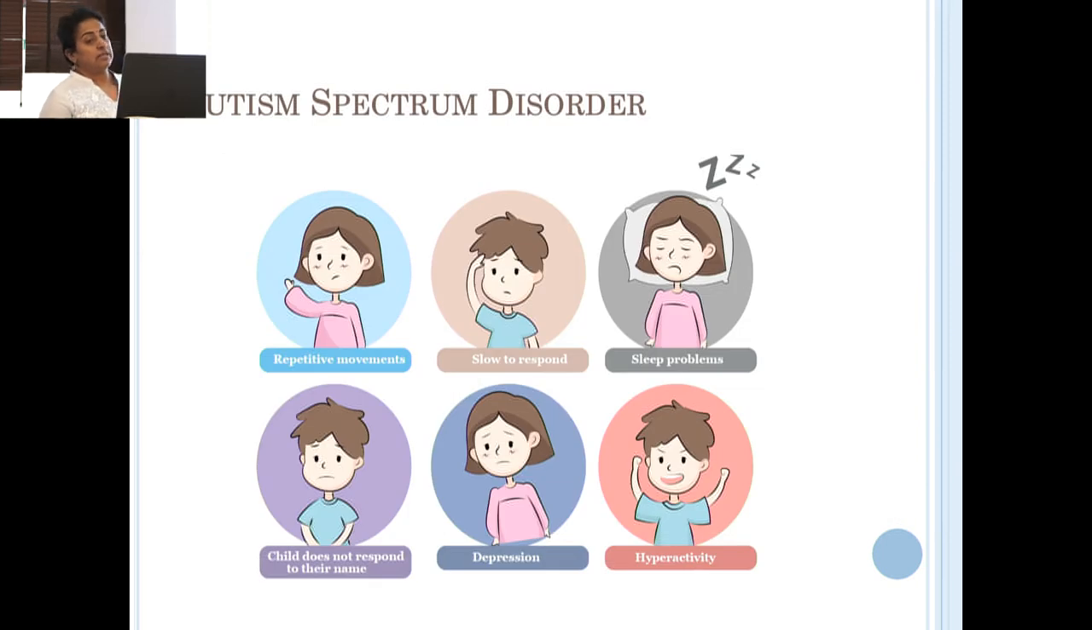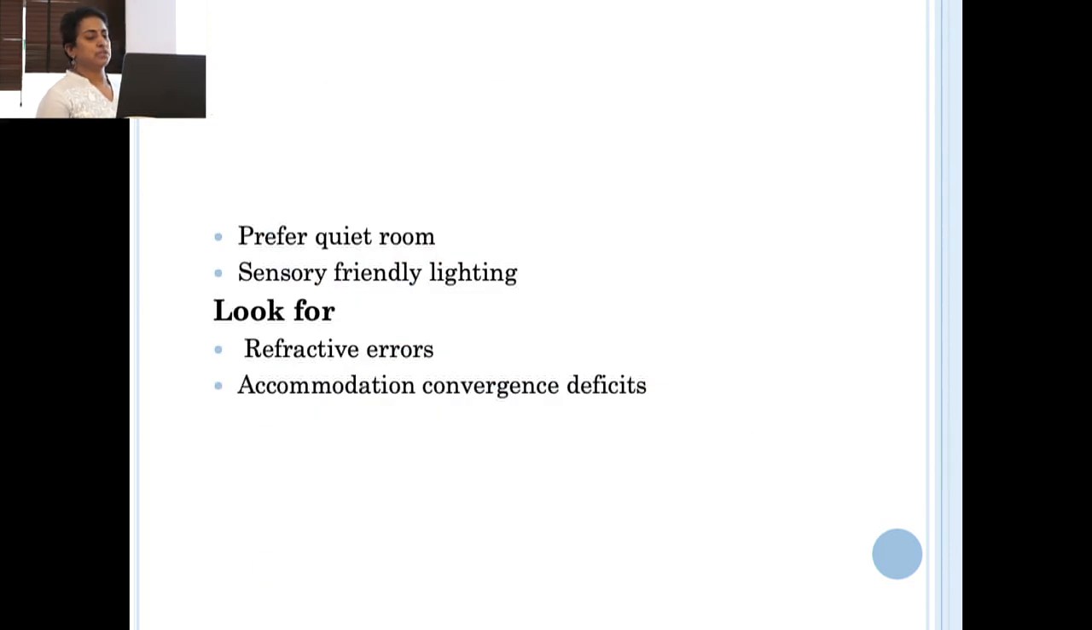Then autism spectrum disorders. I think this is the most difficult group to assess because most of them are nonverbal, hyperactive, and have a poor attention span. But these kids are associated with accommodation convergence difficulties and refractive errors. Prefer a quiet room and don't use too much light or sound because they get irritated when they are stimulated. So always make them comfortable so that they will cooperate.